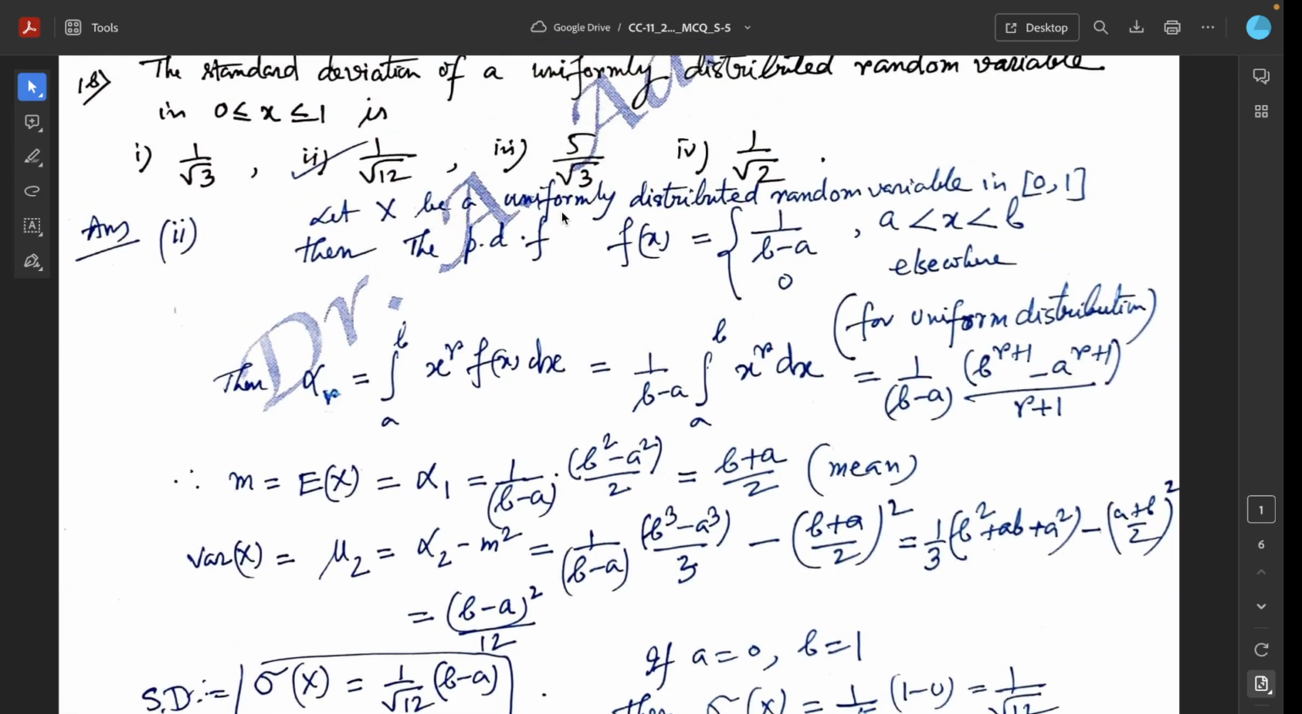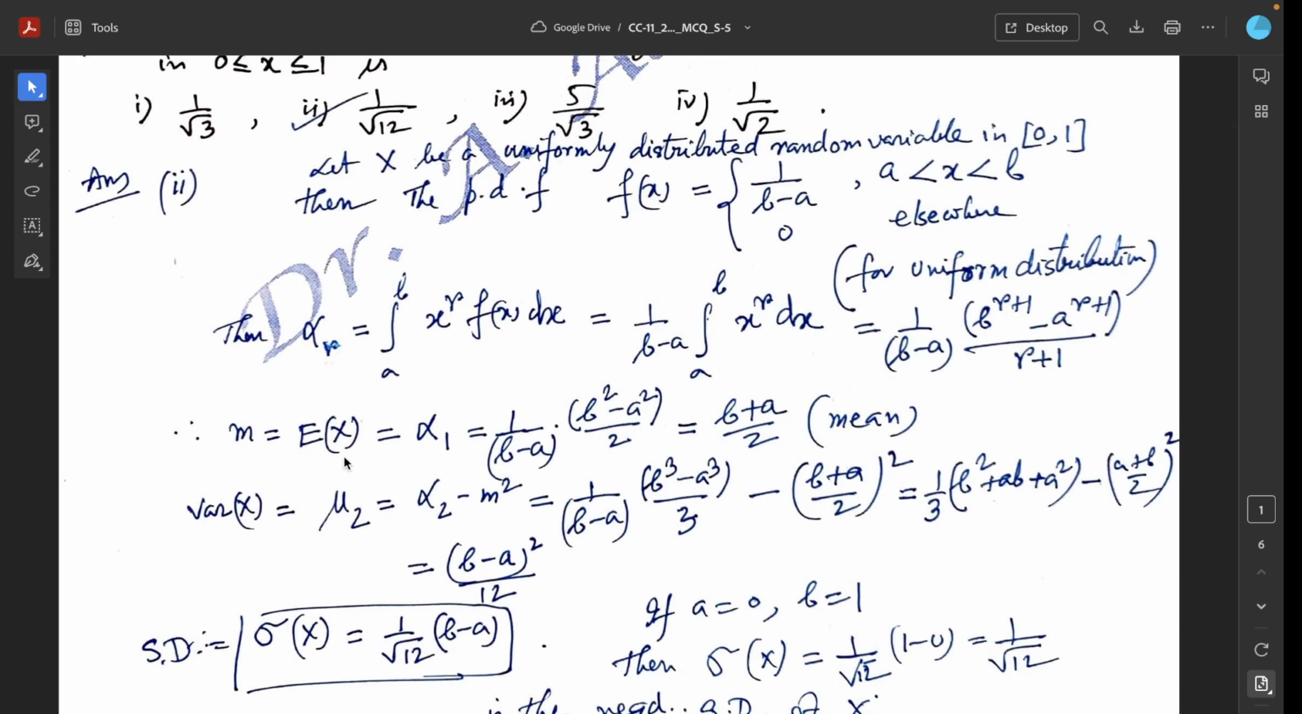Let capital X be a uniformly distributed random variable in closed interval 0, 1. Then probability density function is fx equals 1 by b minus a for a less than x less than b and 0 elsewhere. Then alpha r, which is integration of a to b x to the power r fx dx, equals x to the power r, 1 by b minus a into dx, and after integration we get this. So the mean equals expectation of x, which equals alpha 1. So put 1 for r.